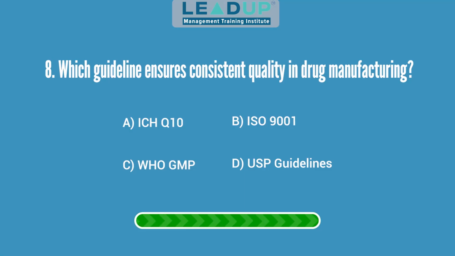Question 8. Which guideline ensures consistent quality in drug manufacturing? A. ICH Q10, B. ISO 9001, C. WHO GMP and D. USP guidelines. The answer is WHO GMP.